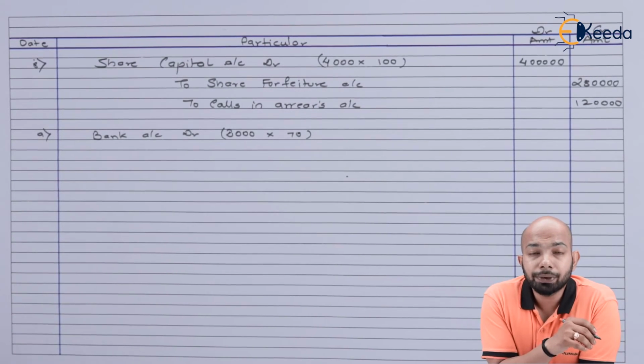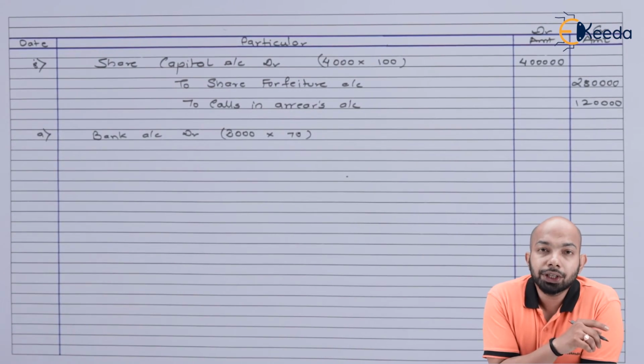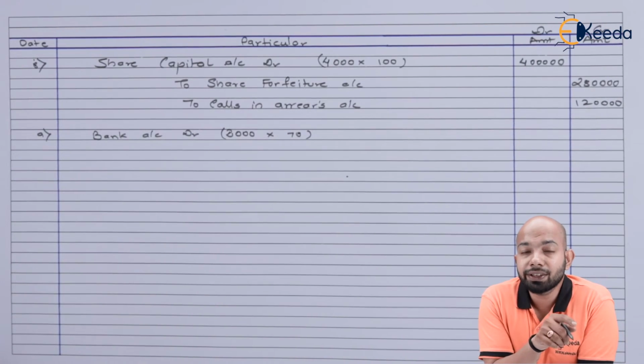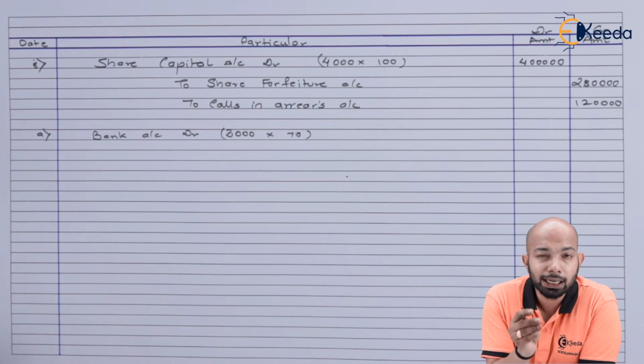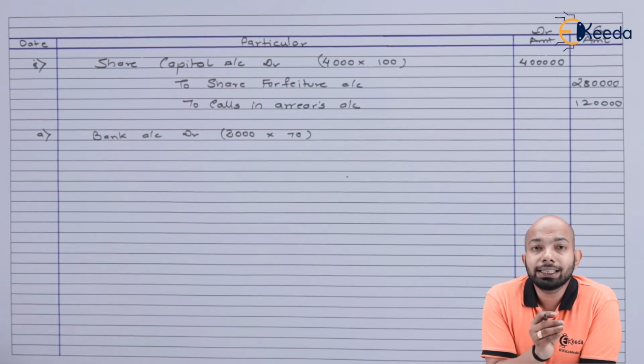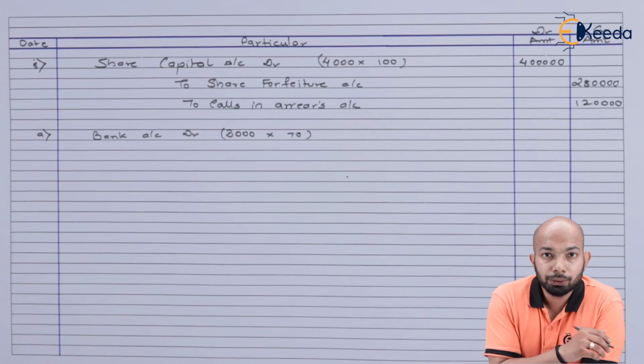Now, when the reissue happened, only 2,000 shares were reissued at the rate of 70 per share, and the face value of that specific share was around 80 rupees. That means a loss of 10 rupees was paid, and that loss will be taken care of by the share forfeiture account.